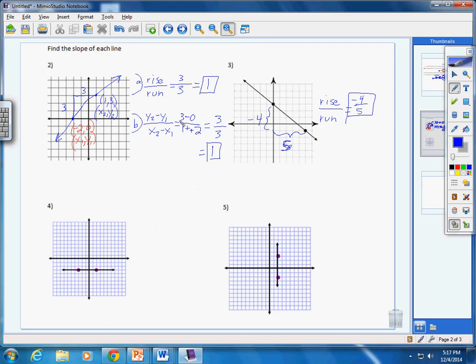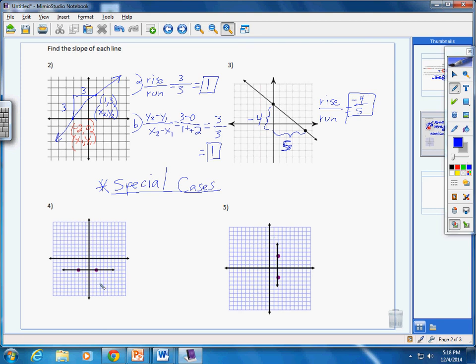If you did it the other way, if you prefer this method of plugging in your points, you would have definitely still gotten the same answer. Let's jump down to 4 and 5, and you guys really need to pay close attention on these. These are our special cases. You'll run into these every once in a while. It's important to know how to handle them.